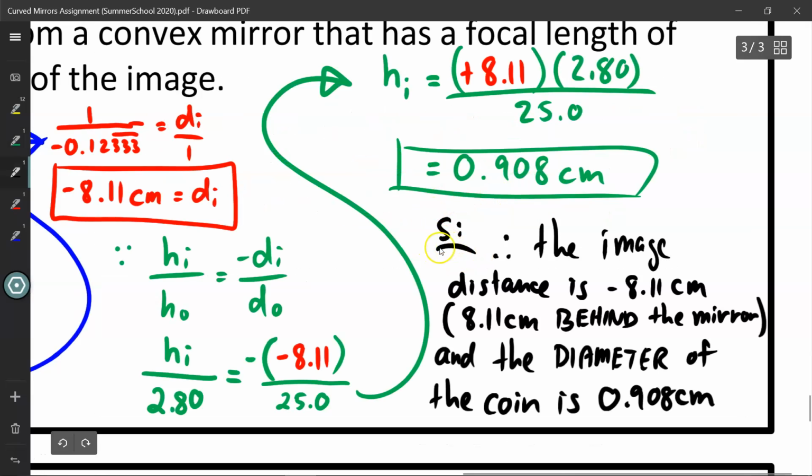And now I can write out my final statement. So therefore the image distance is negative 8.11 centimeters, or if you want to, you can say 8.11 centimeters behind the mirror. So in this one, you'd have to put the negative symbol because you're not telling me if it's behind or in front of the mirror. But over here, there's no need to write the negative symbol because you're telling me it's behind the mirror. So if you wrote negative 8.11 centimeters behind the mirror, that's a double negative. That'd be saying it's in front of the mirror.